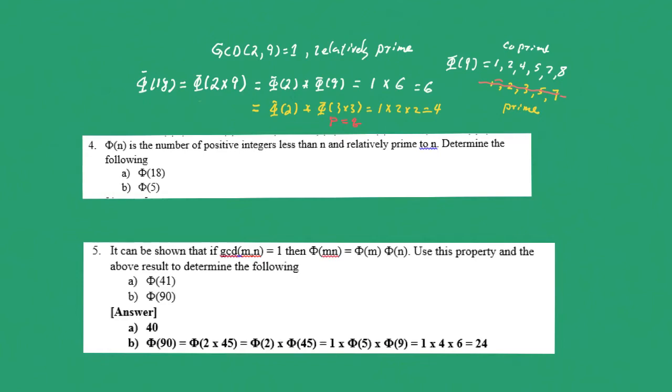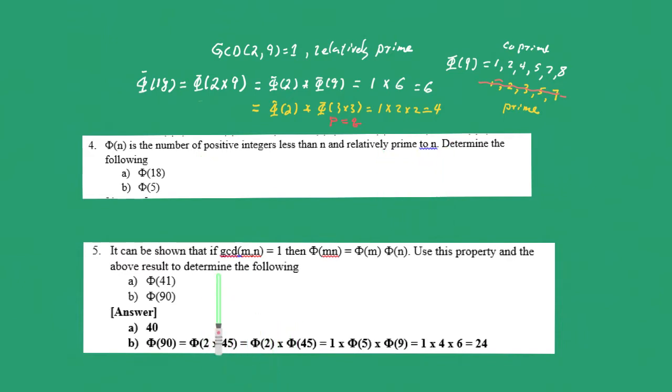With this video, I'm going to show you how to find the totient of a certain number. The totient is defined as the number of positive integers less than n that are relatively prime to n. So remember, it's relative to n, prime to n.